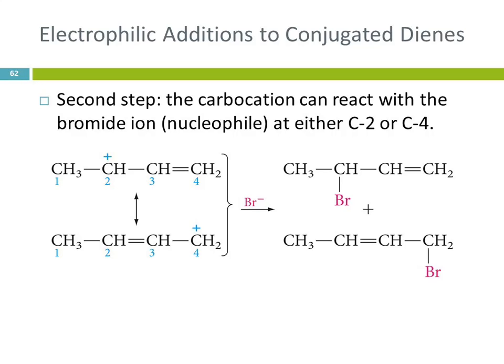So in the second step, here's our carbocation with the resonance, and the bromide adds where the carbocation is. So it can add to the second carbon right here, or it can add to the 4th, because due to resonance, the carbocation is also over here. And so we end up with 2 products instead of 1.